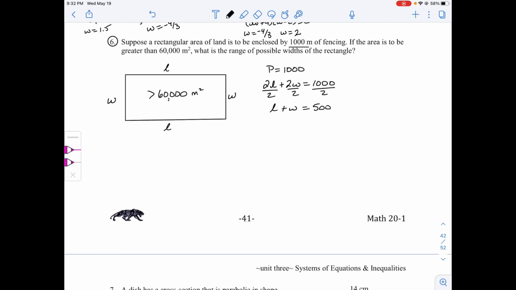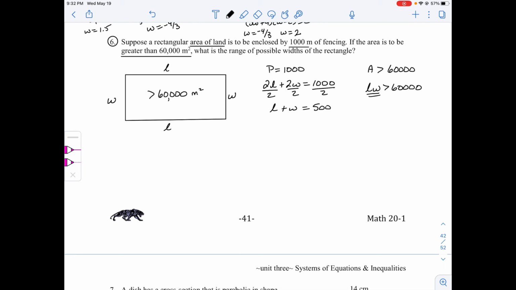I'm using perimeter. And now it also says suppose the rectangular area of the land is to be greater than 60,000. So our area must be greater than 60,000. And so our area is our length times our width, and that must be greater than 60,000. So that's all fine and dandy, but I know I can't have 2 variables here. So I've got a length and a width. One of those I need to replace with another.